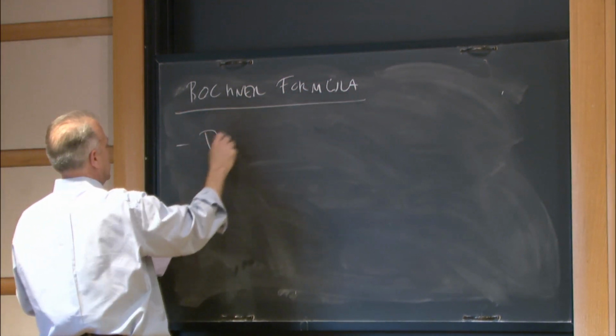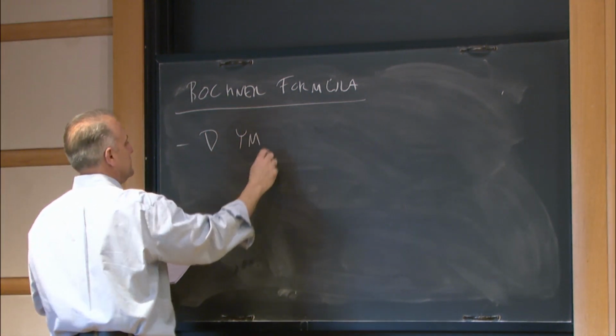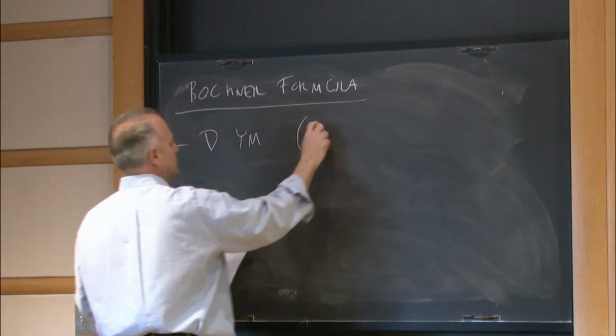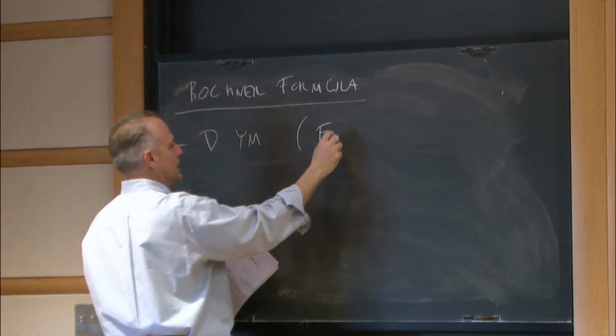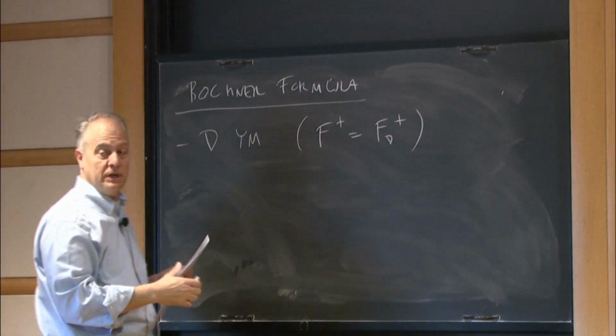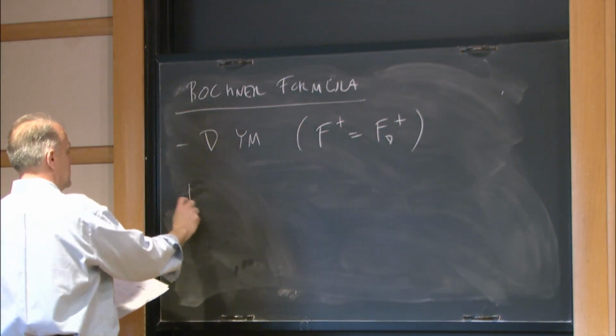So again, this applies for a Yang-Mills connection. And it says the following. So I don't have to keep referring to the connection, let me just write F plus instead of F nabla plus. Too many subscripts and superscripts. So it says the following.